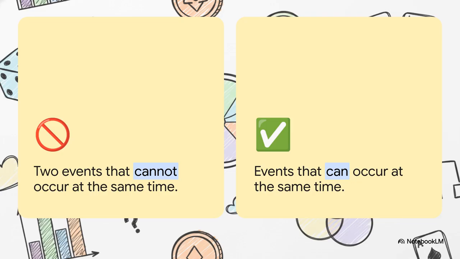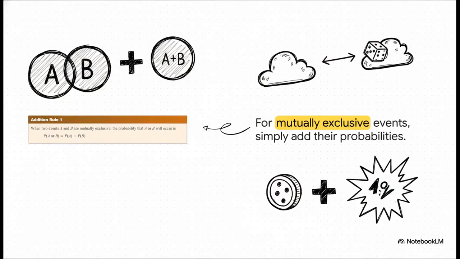But could you draw a single card from a deck that is a king and a heart? Yeah, you could, the king of hearts. So those are not mutually exclusive. Getting this right is key. Now, for those mutually exclusive events, the ones that absolutely cannot happen together, the rule is incredibly easy.